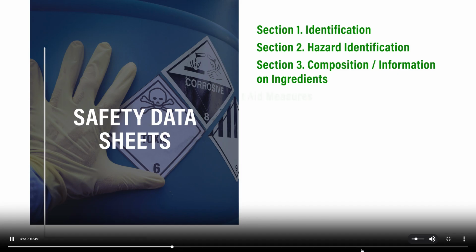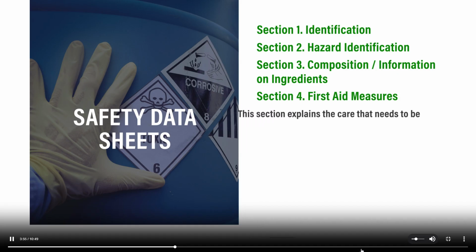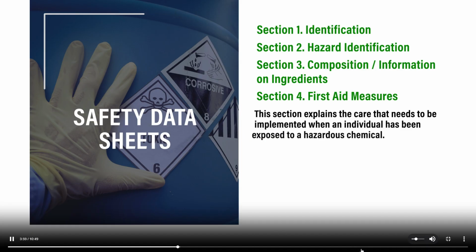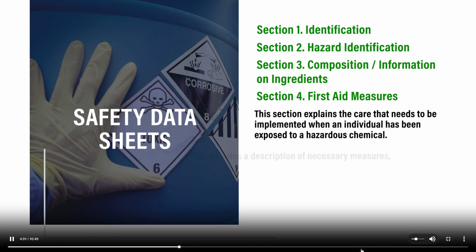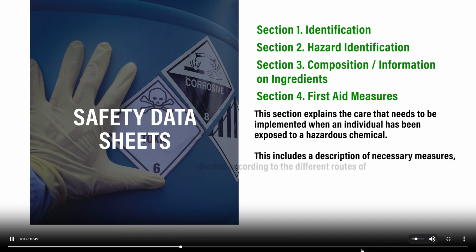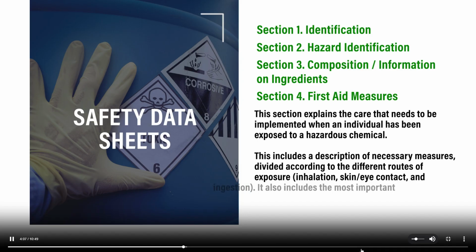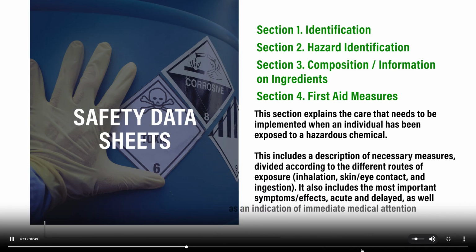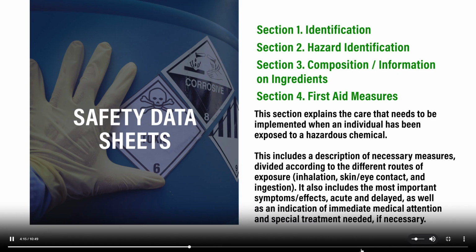Section 4 of the safety data sheet pertains to first aid measures. This section explains the care that needs to be implemented when an individual has been exposed to a hazardous chemical. This includes a description of necessary measures, divided according to the different routes of exposure, inhalation, skin or eye contact, and ingestion. It also includes the most important symptoms or effects, acute and delayed, as well as an indication of immediate medical attention and special treatment needed.